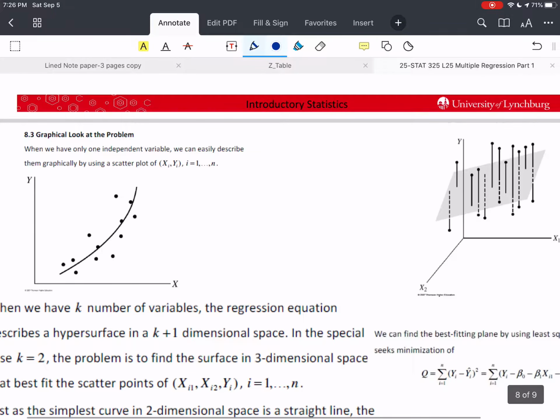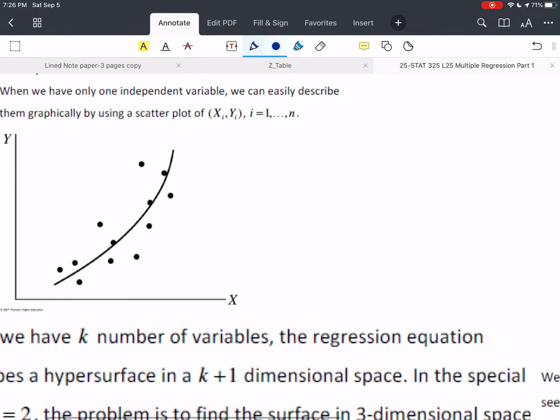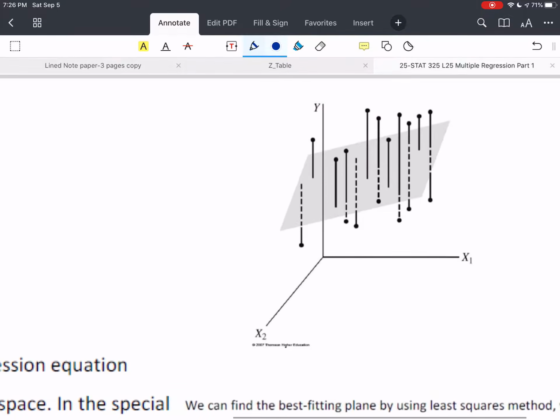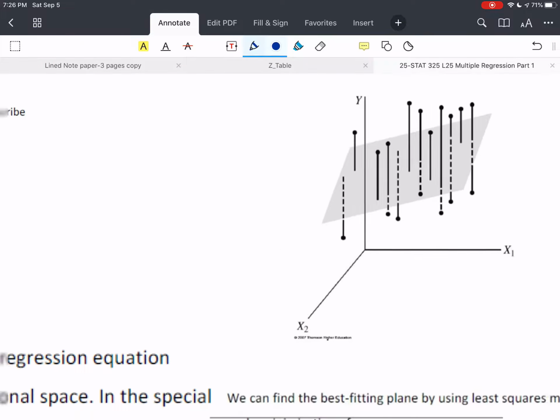Okay, so let's look at the problem graphically. If we only have one independent variable, then we've seen that. Here we have maybe a parabolic or second order relationship, and so it's easy to graph in 2 dimensions. If we go to more than 2 dimensions, we get into 3 dimensions, we think of something as a plane in, not x, y, z, but x1, x2, y in this case. And so we can think of that as a plane in 3-dimensional space.